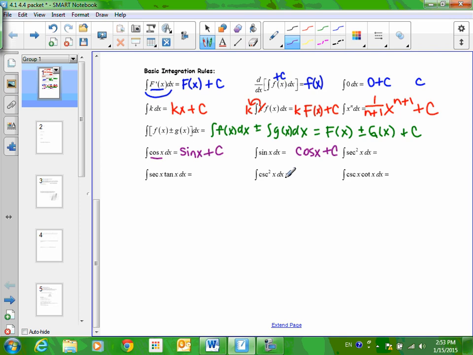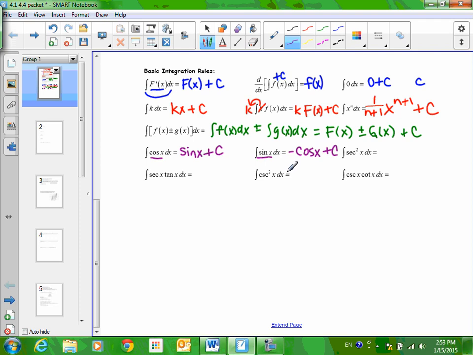There we go. What's wrong with this? What's the derivative of cosine? Negative. Negative sign. But there's not a negative sign here. There's a positive sign. So what do I need to do? I need to put a negative there so that the 2 negatives cancel each other out.